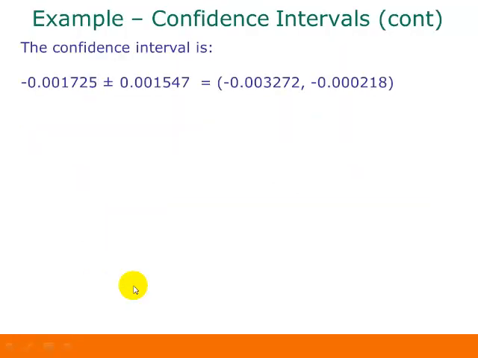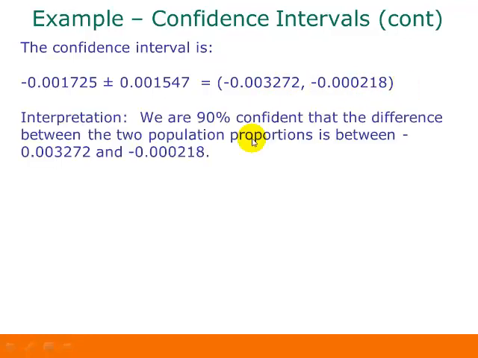Okay, so our confidence interval, we're taking our point estimate, which was the difference between our two sample proportions, plus or minus our margin of error. So when we do that, here are our two limits for our confidence interval. We have negative 0.003272 and negative 0.000218. The interpretation for this would be that we are 90% confident that the difference between the two population proportions is between negative 0.003272 and negative 0.000218.